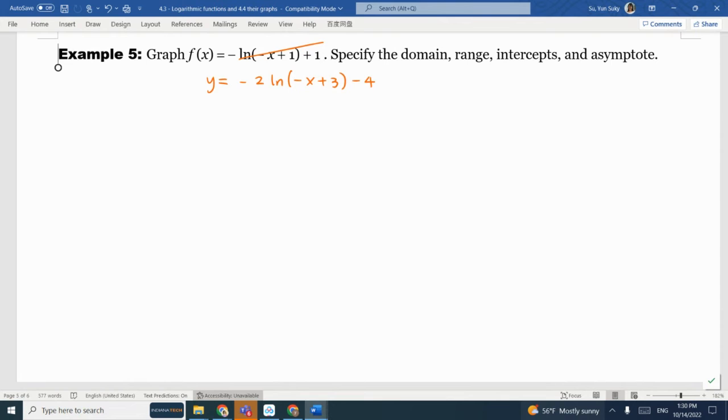Okay. So remember our parent functions: x, like that. Hands up, hands up. x squared, x cubed, absolute value, square root, cube root, and exponential function. Like that, right? And then logarithmic function.